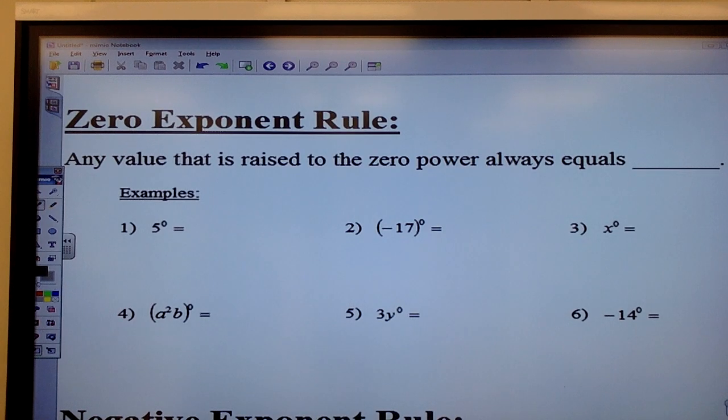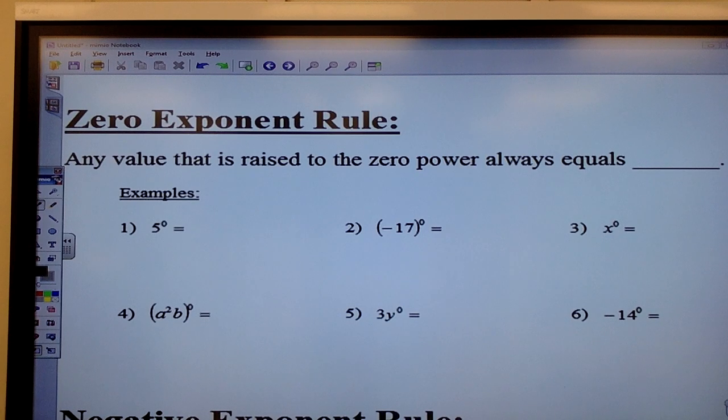Well, good morning. I hope you had a chance to do the bell ringer and that you were able to see the pattern that resulted. This kind of leads us into what we're going to be doing today. Today we are doing properties of zero and negative exponents.